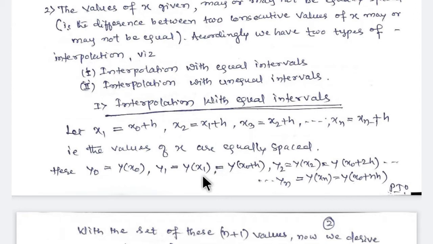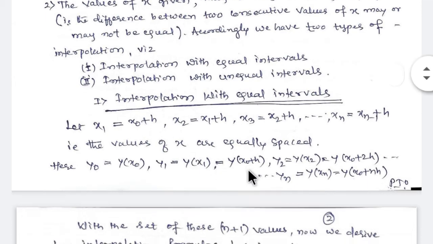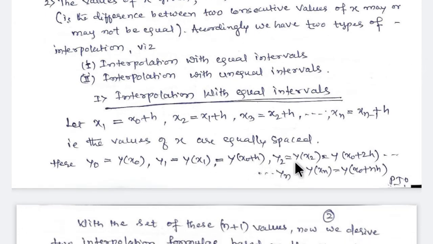y of x1, you see that x1 equal to x0 plus h, you can write. Similarly, y2 is y of x2, x2 can be written as x1 plus h, and again x1 you can write as x0 plus h, so it means x0 plus 2h. So continuing this way, yn equal to the y value at x equal to xn, and following this, y of xn can also be written as y of x0 plus nh.